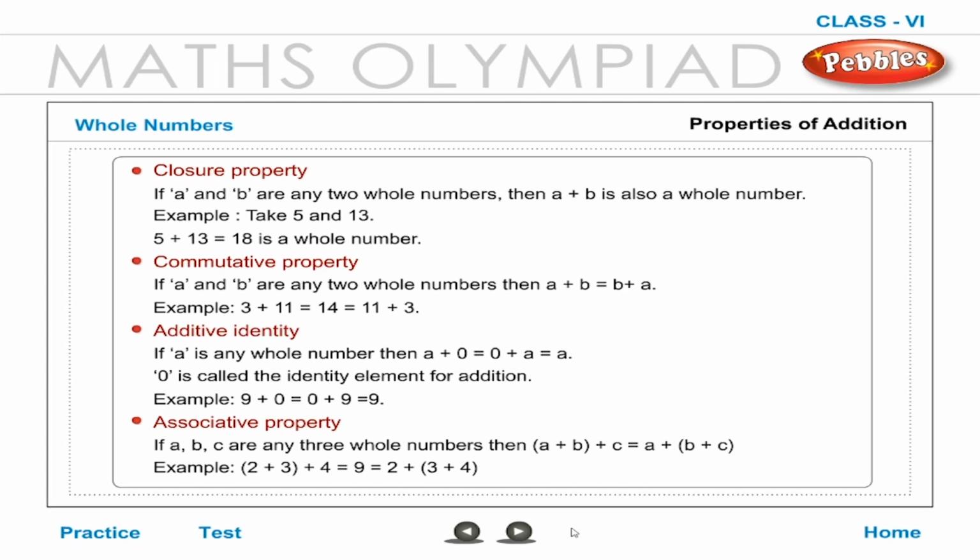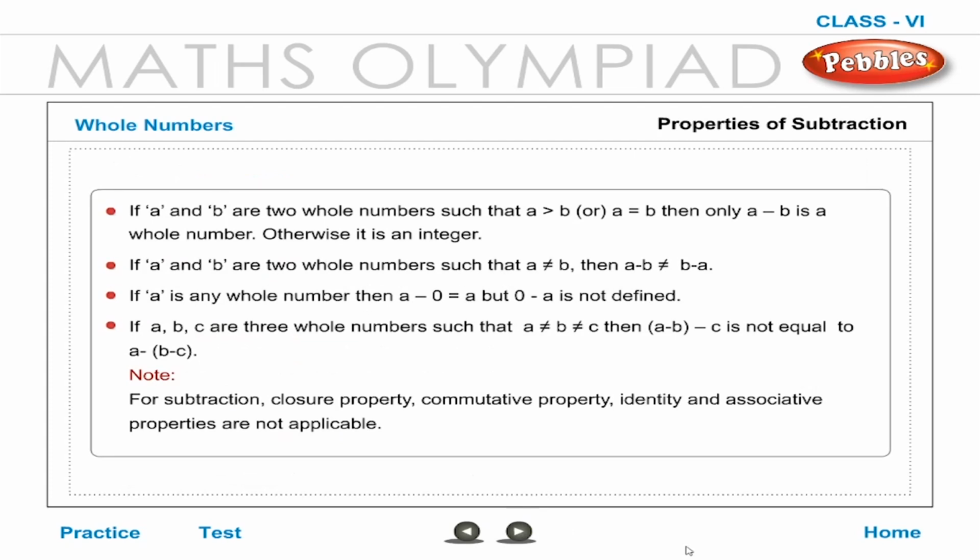Associative property. If a, b, c are any three whole numbers, then (a plus b) plus c is equal to a plus (b plus c). Example, (2 plus 3) plus 4 is equal to 9, that is equal to 2 plus (3 plus 4).